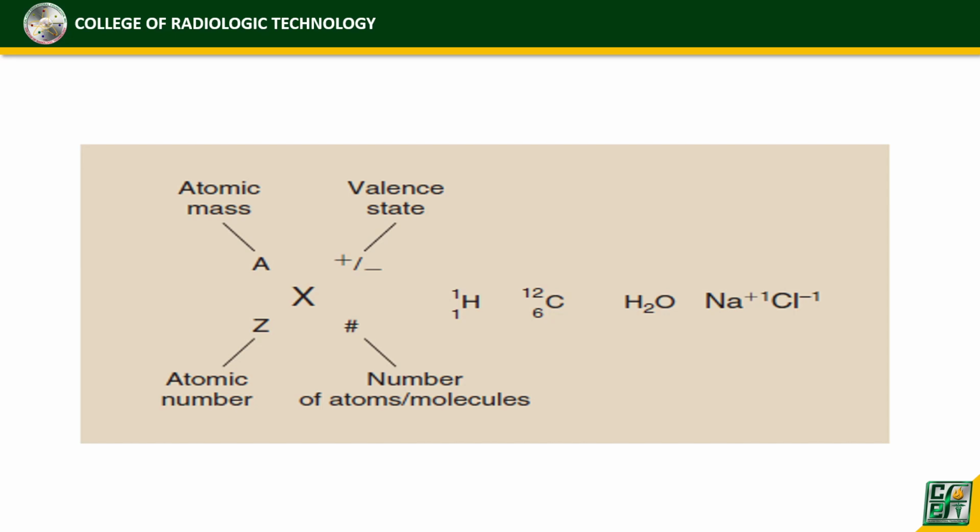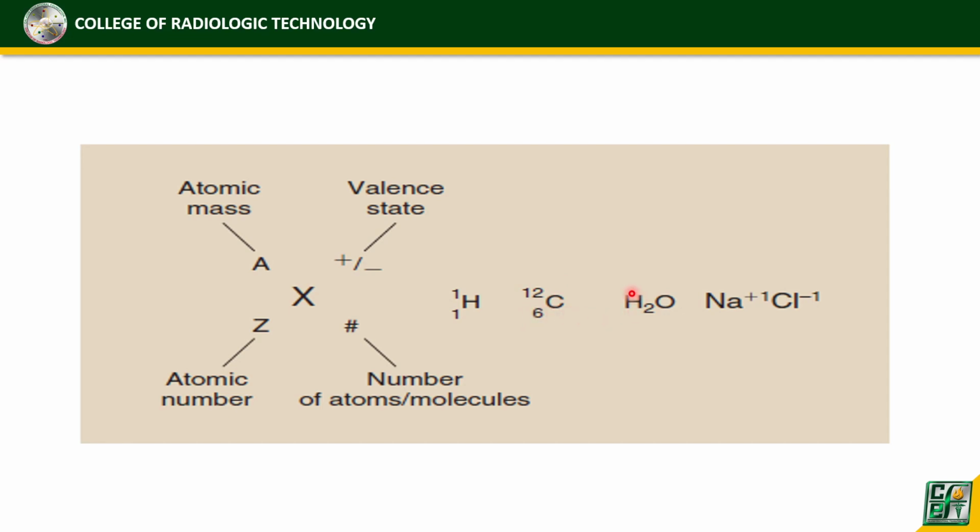Okay, atomic mass is the letter A. Atomic number is the letter Z. Then the number of atoms or molecules, then the valence. So these are examples. Okay? So hydrogen, atomic mass number, atomic number.